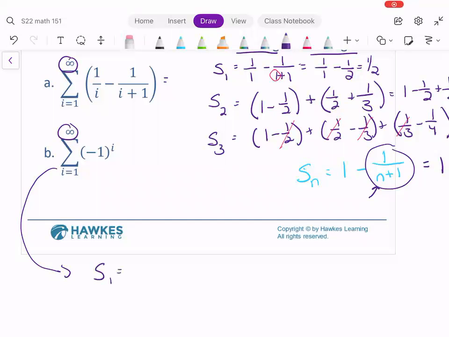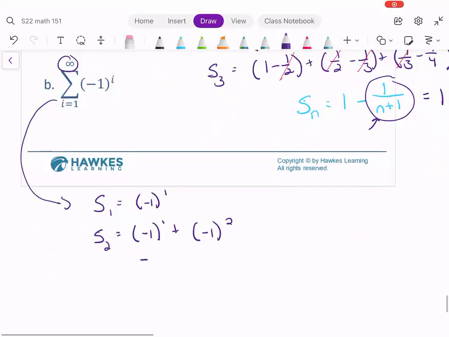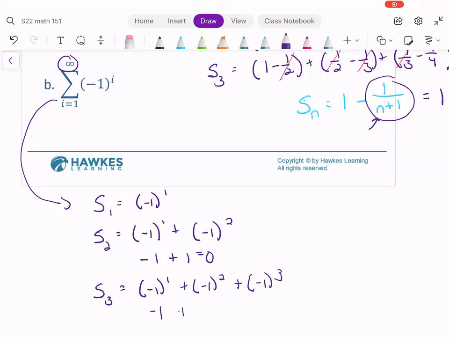Our S sub 1 is going to be -1 to the first. S sub 2 is going to be the first term plus -1 squared, which results in -1 plus 1, which goes to 0. S sub 3, we're going to have -1 to the first, plus -1 to the second, plus -1 to the third, which results in -1 plus 1 plus -1. Notice these cancel, and I end up with -1.